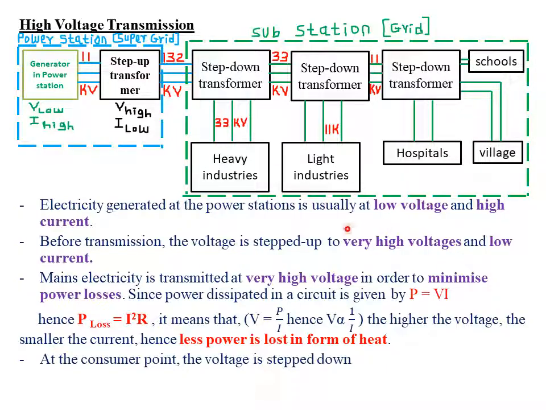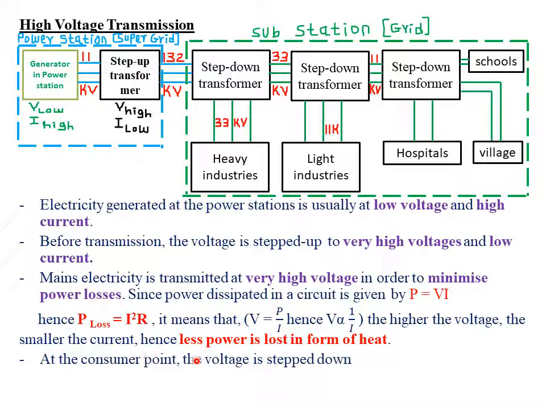So the key thing to note here is that you can be asked to give a reason why, before transmission, the voltage is usually stepped up. The reason is that it is stepped up to very high voltages to reduce power losses in form of heat. And it reduces power losses because when the voltage is very high, the current is very low. From this formula, the voltage is high, the current is low. If the current is low, the power loss, which is I squared R, will also be very, very small.